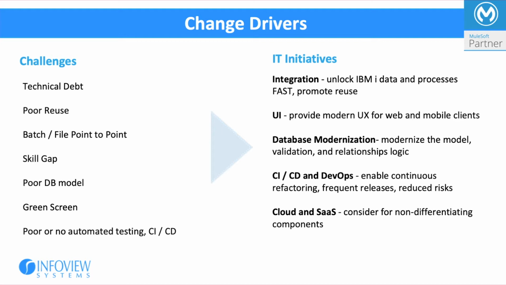So when the platform is so great, so stable, so secure, why do people talk about it as a legacy system that needs to be modernized or replaced? The reason is that there are a number of challenges that IBMi users typically face, mostly related to the stability of the platform and the resulting longevity of the applications: technical debt, poor reuse, batch file point-to-point interfaces, and the poor UI, the black and green screen. Those things are getting out of control. Also, there is almost no automated testing or CI/CD capability available.